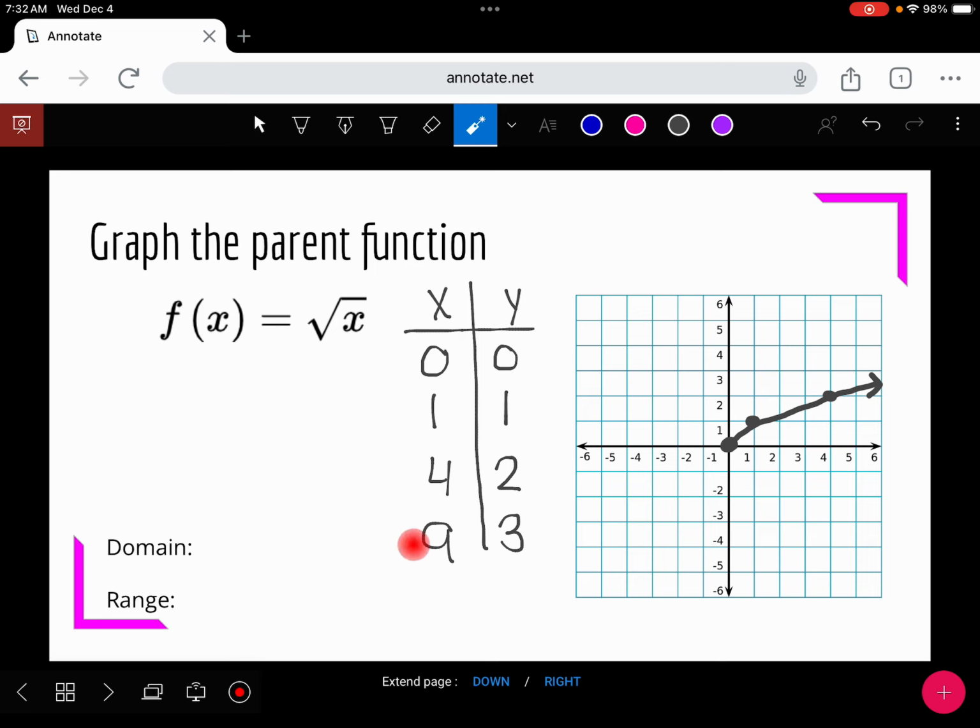So we picked these ones, the x's. To find the y's, I take my 0 and put it in here. Square root of 0 is 0. That's where we get the y. F of x is just y dressed up in a fancy coat. So we're taking our x values, putting them in place of the x, and finding our square root. So the square root of 4 is 2. The square root of 9 is 3.